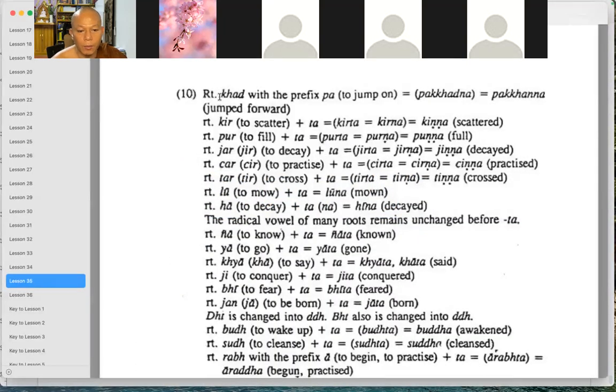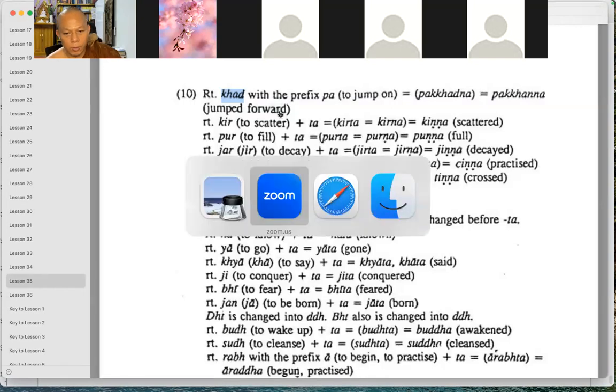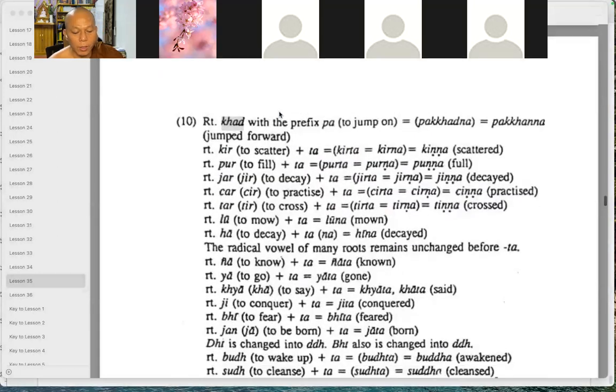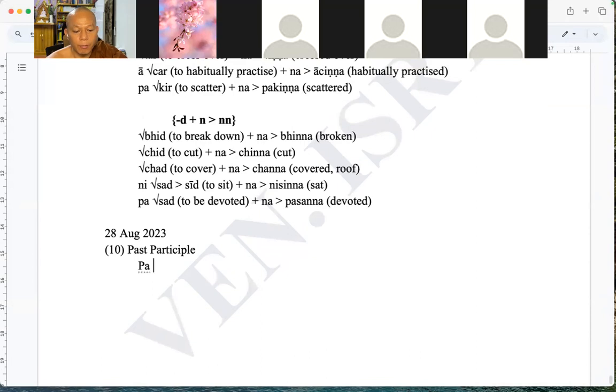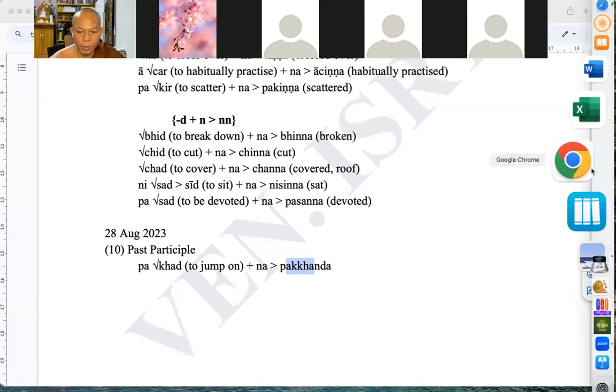So here, one is a root with a prefix: to jump on, to jump forward. That one is also related to the previous one, maybe under dana. So the prefix, and the root means to jump on or forward, and then na. The same as dana becoming nana. So that is why we have the form, but here the consonant becomes doubled. That is maybe because of the root origin.